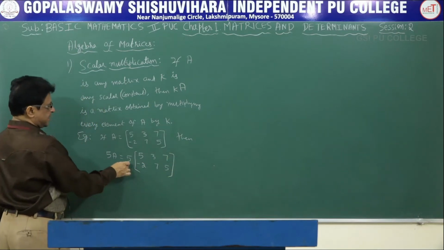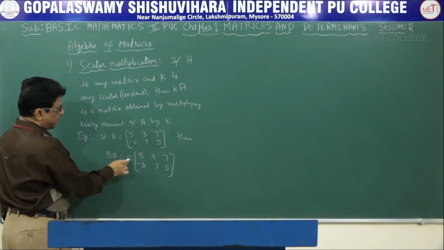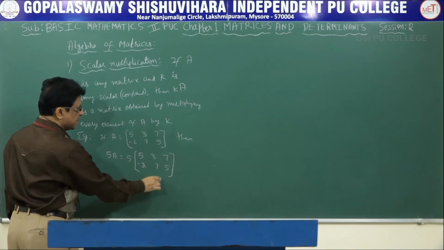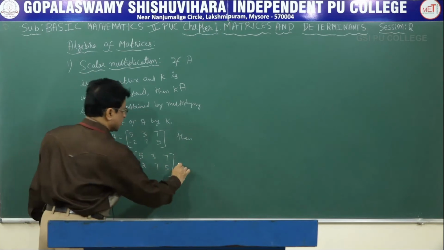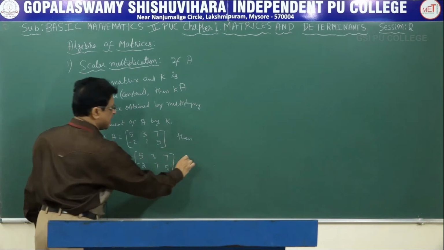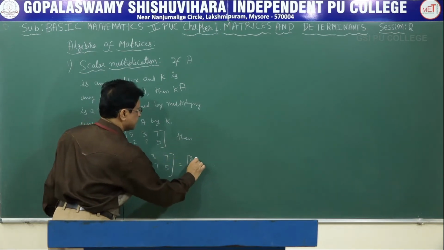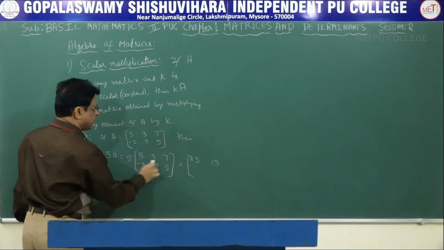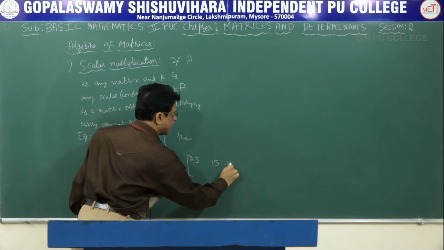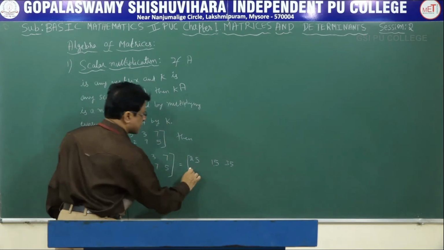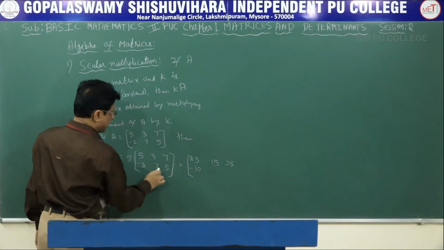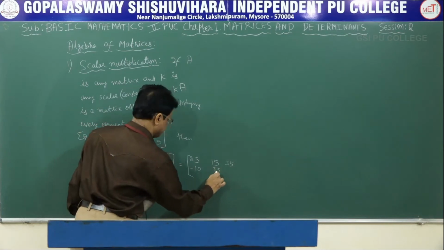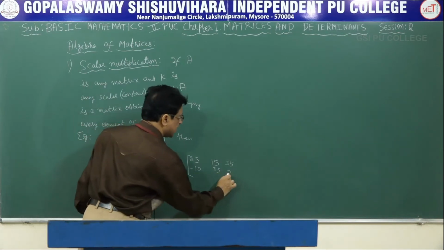This 5 is a constant which is called a scalar. So we should multiply this 5 to each element of this matrix. So that will be equal to 5 5s are 25, 5 3s are 15, 5 7s are 35, 5 into -2 is -10, 5 7s are 35, 5 5s are 25.